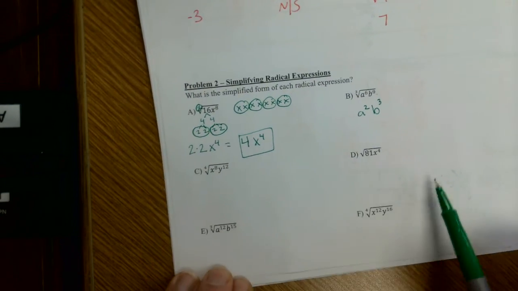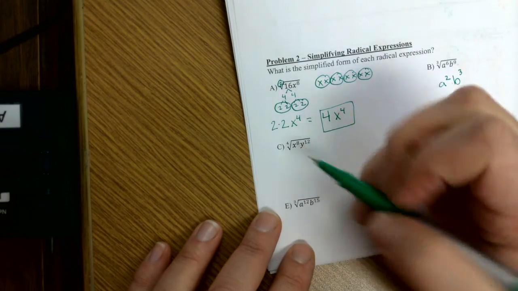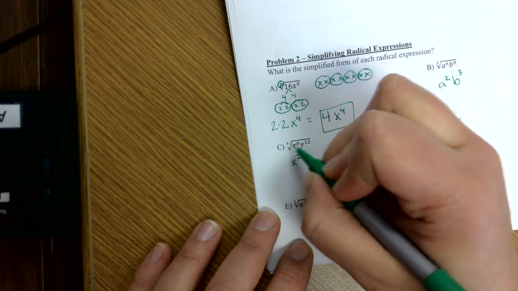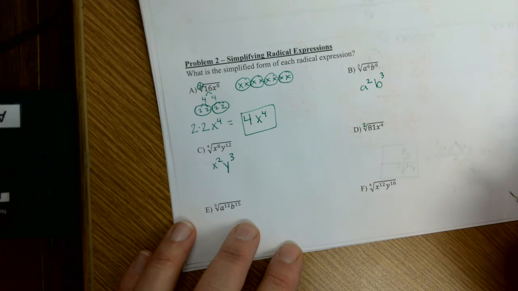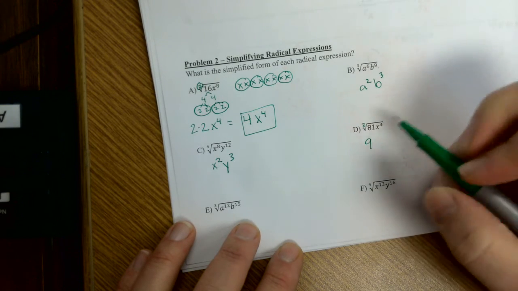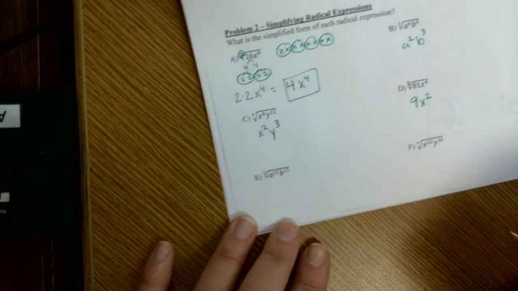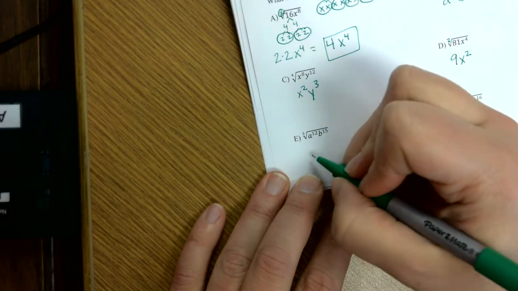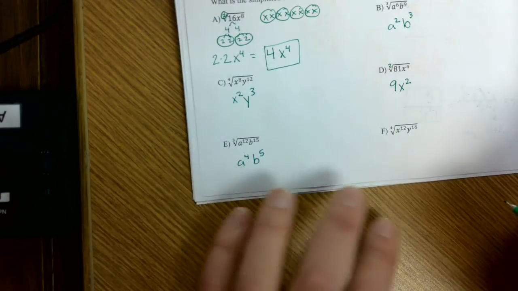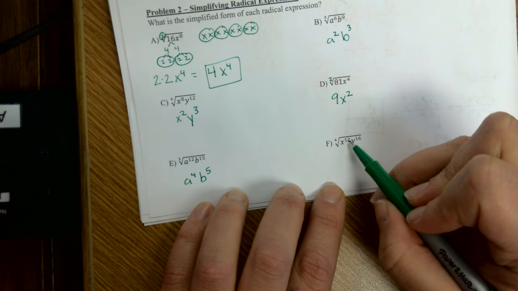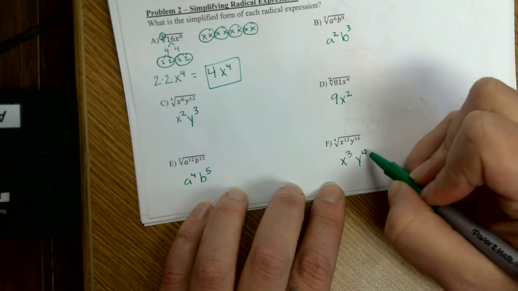I want you to try to do the rest of these by yourself. So pause and do the rest. How many 4's can go into 8? 2. How many 4's can go into 12? 3. Again, no number. This is a square root. Square root of 81 is 9. And there are 2 groups in x to the 4th, so x squared. How many groups of 3 in the 12? That would be 4. How many groups of 3 in 15? That would be 5. And last, how many groups of 4 in 12 would be 3. How many groups of 4 in 16 would be 4.